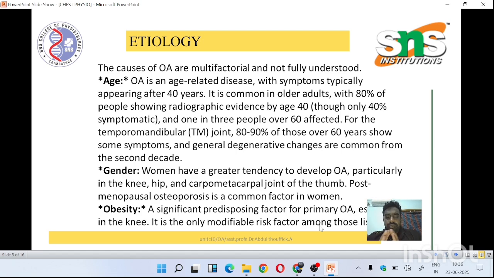Even subtle congenital hip deformities can eventually cause degeneration. Think about it.